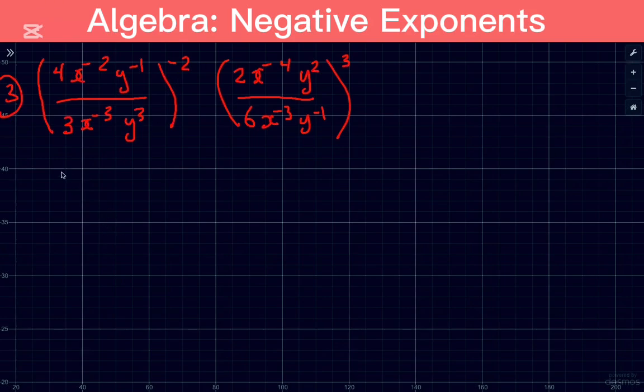So here, the 4 and the 3 you cannot reduce or do anything about that. But this x to the -2 goes to the bottom, becomes x squared. That y to the -1 goes to the bottom, becomes y to the 1. And this x to the -3 goes to the top and becomes x cubed. And this y cubed has a positive exponent, so it just stays what it is.